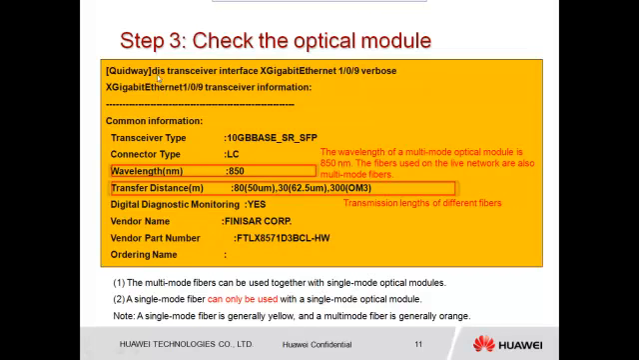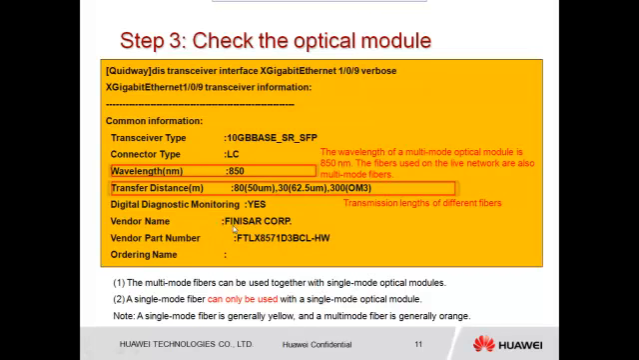Use this command, display transceiver interface, this interface, and verbose. Here we can see the wavelength. The wavelength of a multi-mode optical module is 850 nanometers. The fibers used on the live network are also multi-mode fibers. And the transmission distance is different for different fibers.